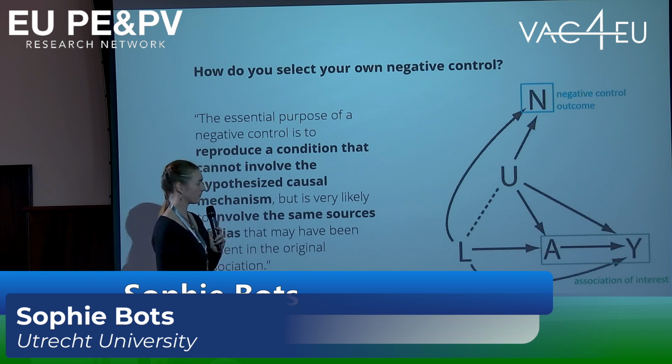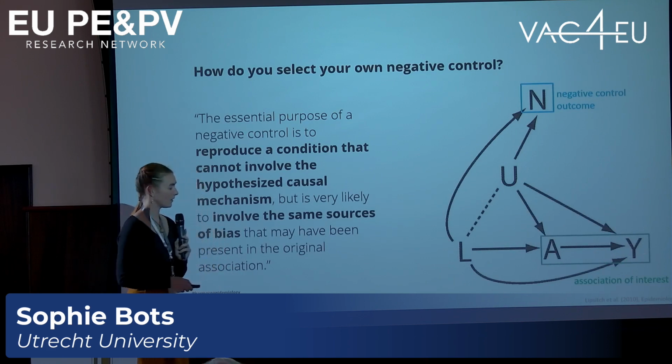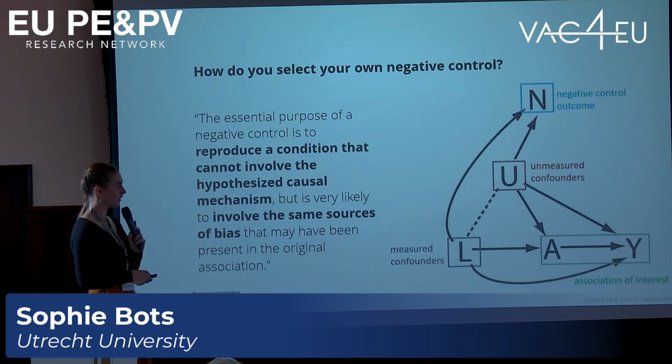So what does that look like? If you look here on this DAG, we have A as our exposure and Y as our outcome of interest. And in this association, there could be confounders. We have measured confounders and potential unmeasured confounders. If we control for all measured confounders, then the only way our exposure of interest could affect a negative control outcome is through this pathway. This is the only open arrow pathway that is left.